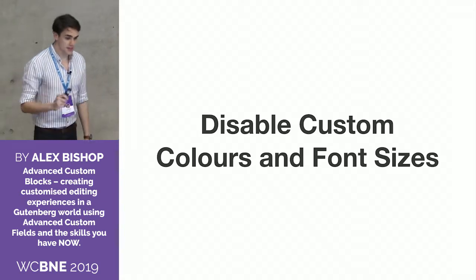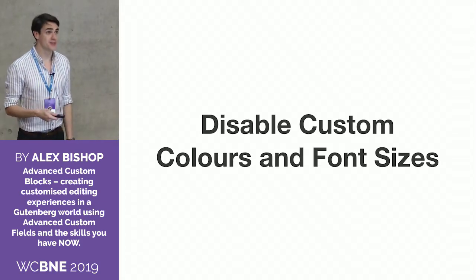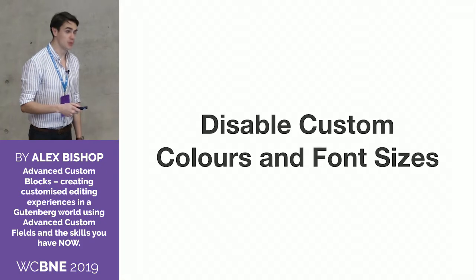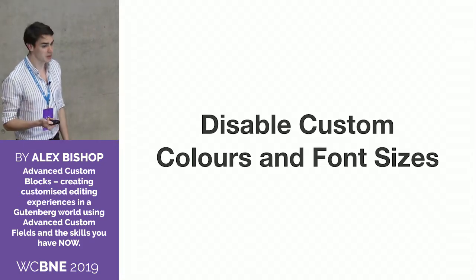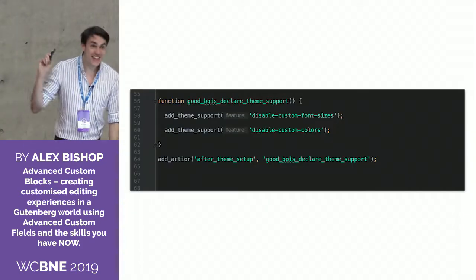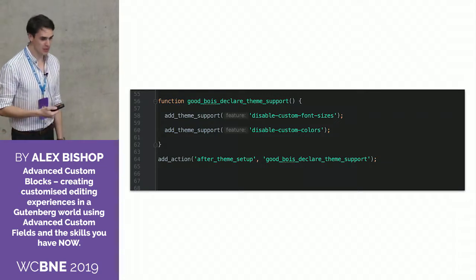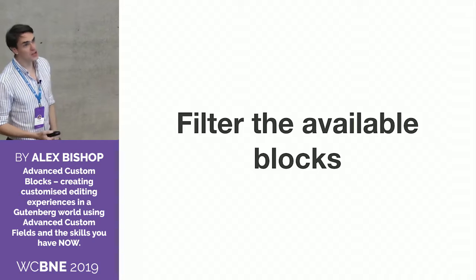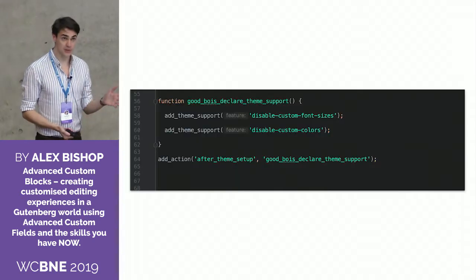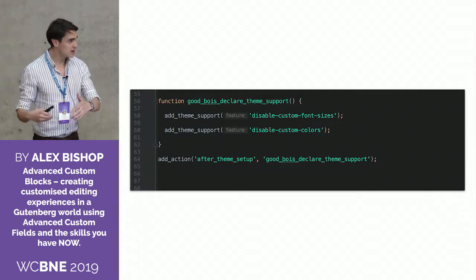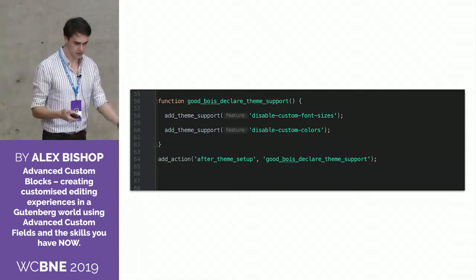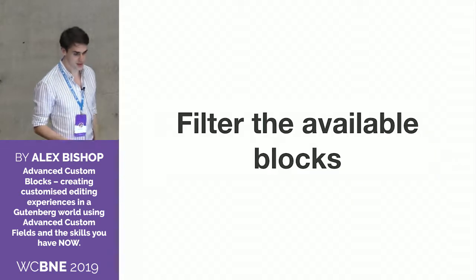It's pretty easy to disable custom colors and font sizes in Gutenberg, and if you're building websites for clients, I'd almost highly recommend that you do. So it's just a couple of add theme support calls. You can get rid of them. And using a couple of other filters, you can define your custom color palette, and you can define your custom text sizes and all of that kind of stuff. Have some really nice consistency throughout.